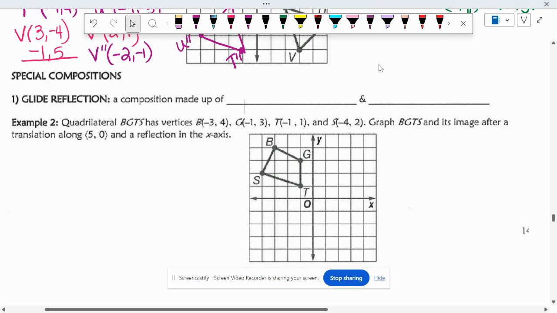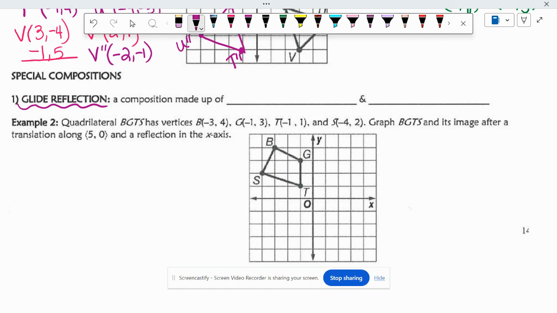A glide reflection. So this is a special type of reflection. It's a composition made up of a translation. That's where the glide comes in, right? When you move something to the right or to the left, you're sliding it. So that's where the word glide comes in. And a reflection.